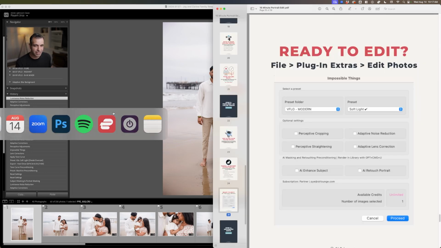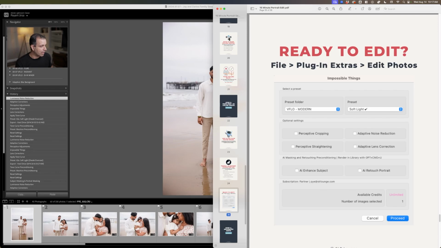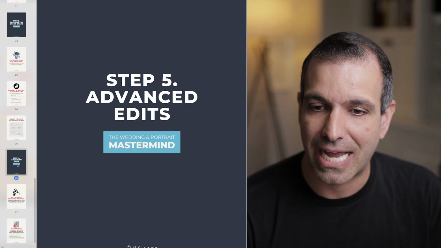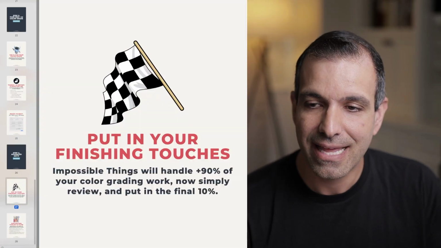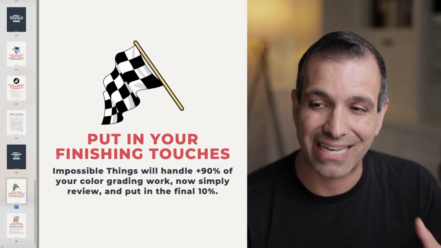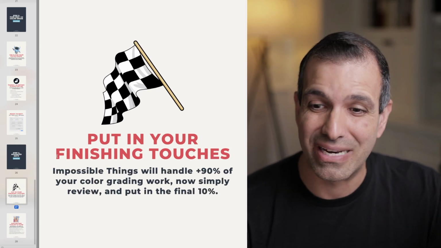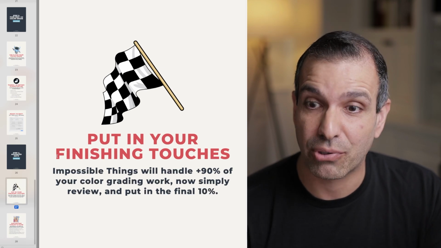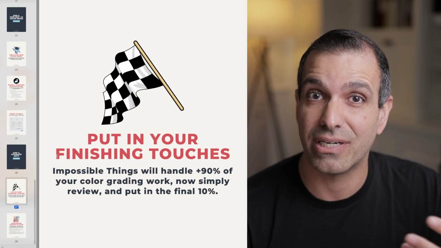Let's go back to our slides to make sure we've covered everything. Okay, so I'm going to go side by side for just one moment. So the last step, step 5 in this, was to do the advanced edits. This is where you're going to put in finishing touches. I like to say that Impossible Thing is going to do 90% of the color grading work, like you guys just saw. Now in the review process, it's your chance to put in the final 10%.